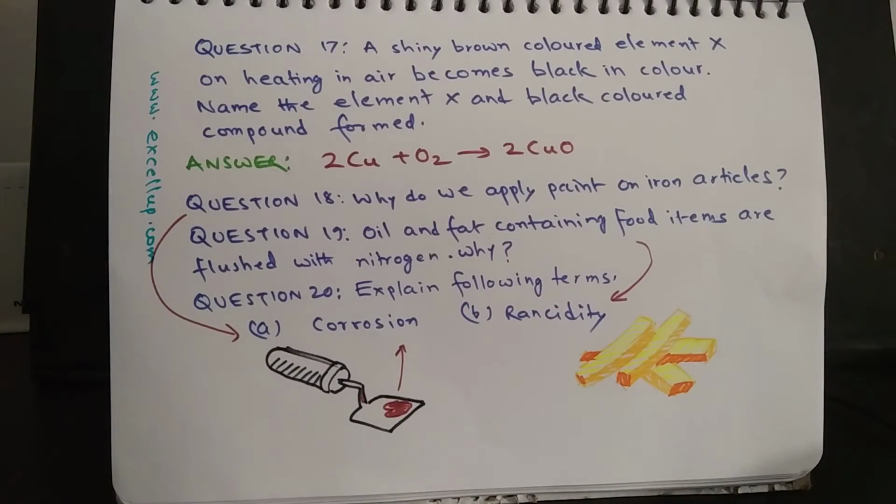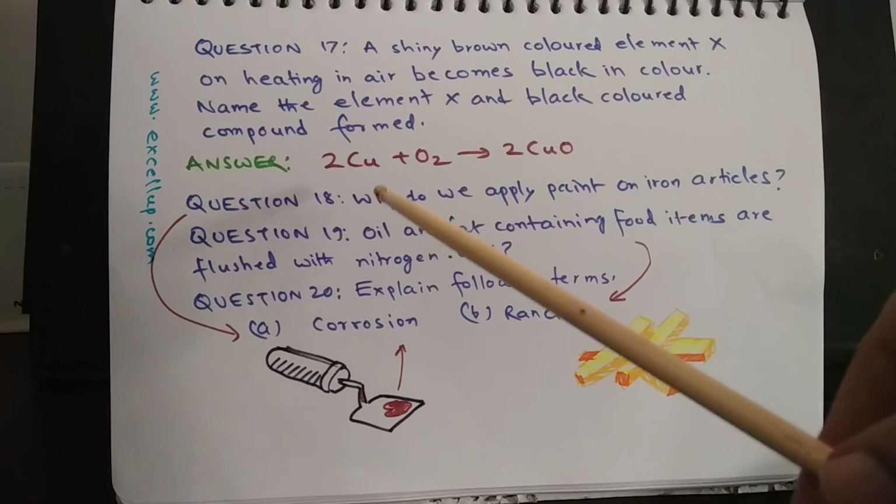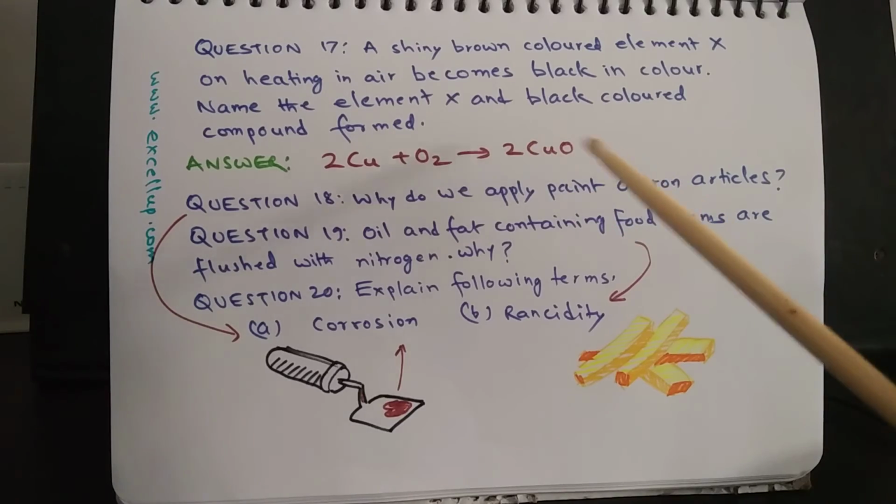Question 17. A shiny brown colored element X on heating in air becomes black in color. Name the element X and the black colored compound formed. The key word is element. Okay, so metals are shiny. And copper is brown in color. The answer is copper. When copper is strongly heated in air, what happens? It gives copper oxide, and that is black in color. So the equation is 2Cu plus O2 is equal to 2CuO.